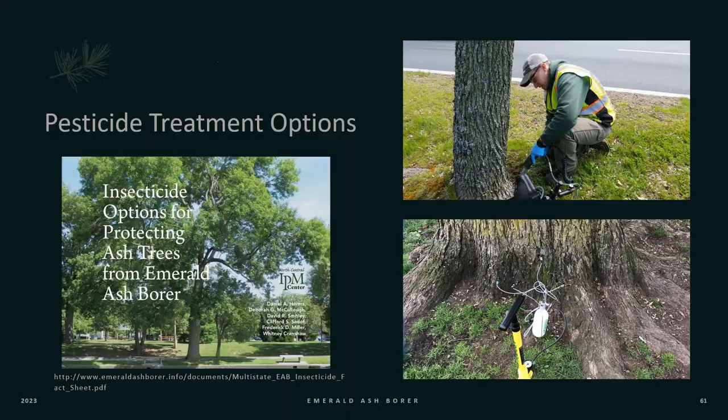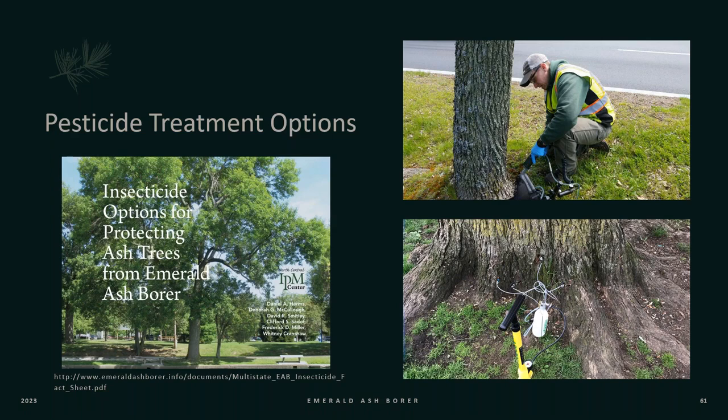There are pesticide treatment options for ash. When my team does treat, we use emamectin benzoate products. But when you do choose to treat an ash, you have to be really thoughtful with making that decision. It can be really expensive. It can be really time consuming. You have to keep returning back to that tree on a 2 to 3 year interval to treat. And your tree has to be sturdy enough to do it.